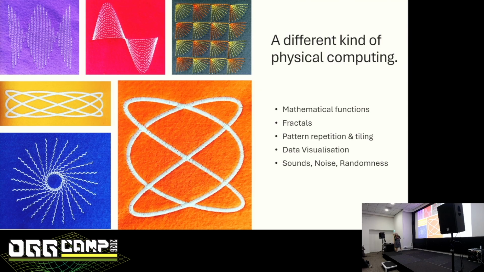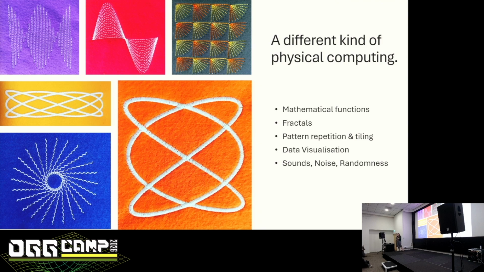So you can stitch different things: mathematical functions, fractals, repetitive patterns, tiling, data visualization, sounds, noise, randomness. We can stitch all of them. This weekend, I've taken my embroidery machine with me. So if any of you do wish to explore Turtlestitch, do come along and let me know, and we can look at your pattern and stitch it if there's time. I do have some manufacturing constraints. I've only got a 10 by 10 centimeter hoop, so it's got to fit in there. But come and speak to me if you want to do some turtle stitching.